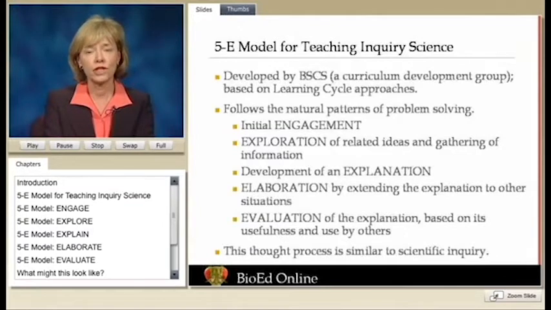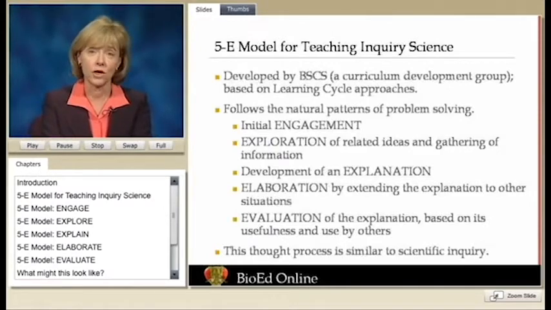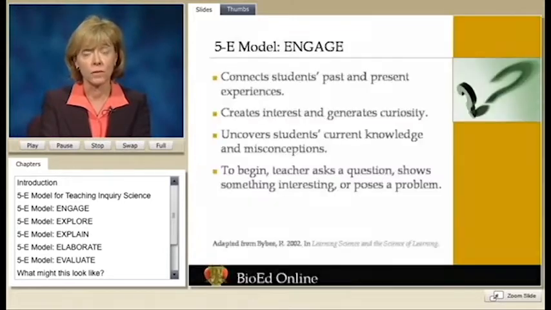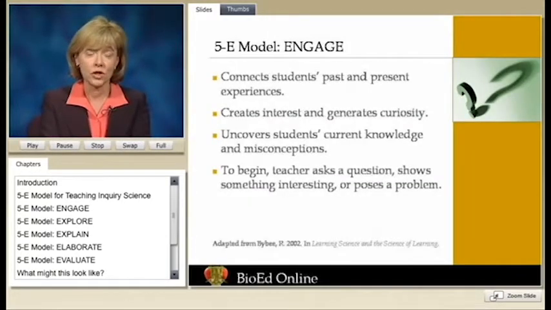So this is an everyday problem-solving strategy, but it's also very similar to what scientists do, and it makes a nice model for teaching science. So to look a little more closely, in the classroom, the engage phase allows students to connect what they already know with a question or an idea that's just been presented to them. Hopefully, it will generate some curiosity and desire to learn more.